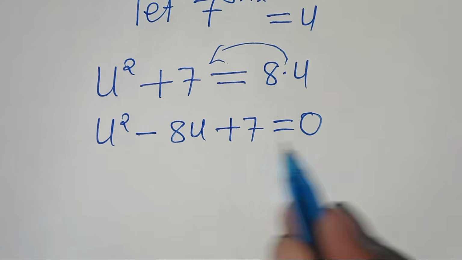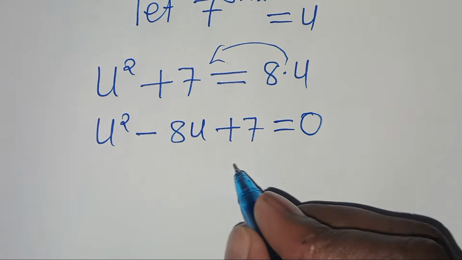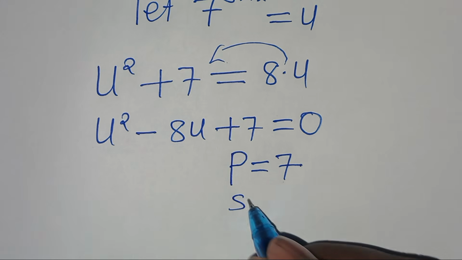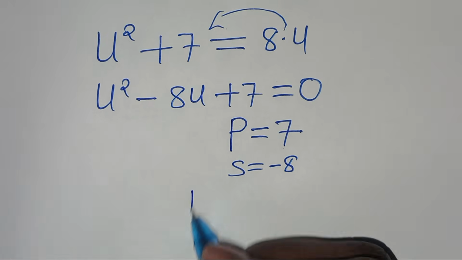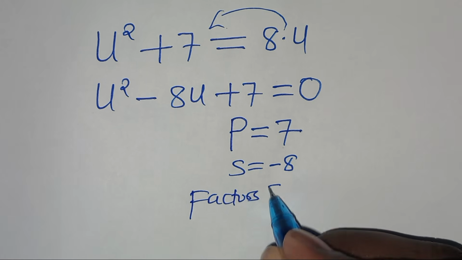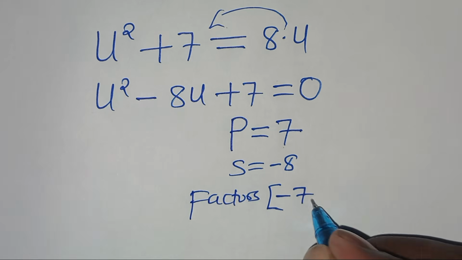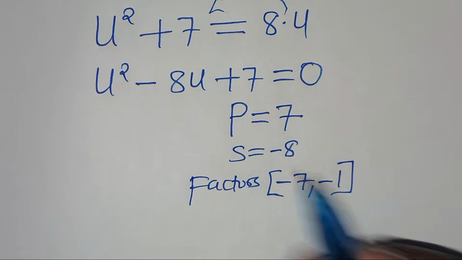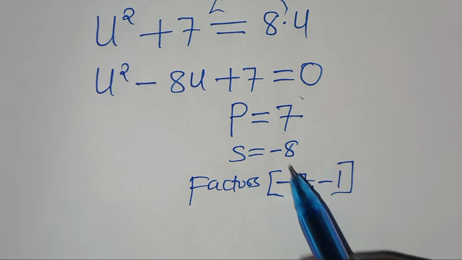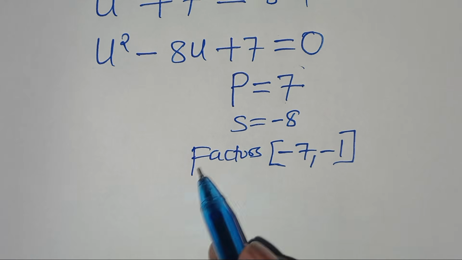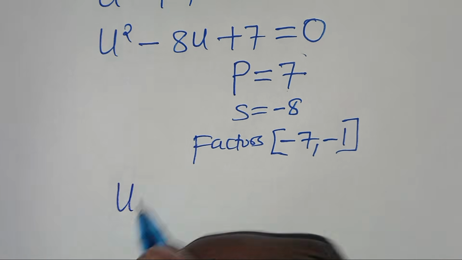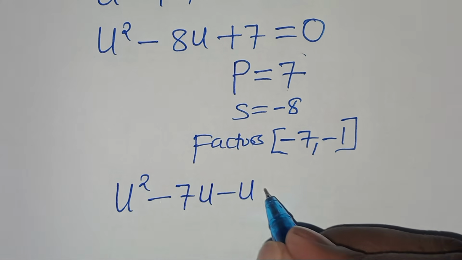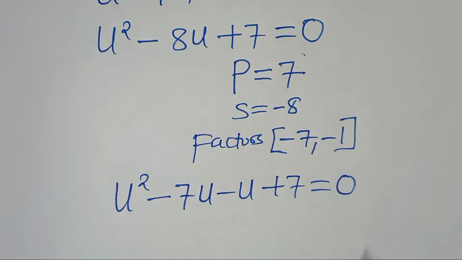Now we form a quadratic equation here. We can solve this quadratic equation by factorization method, where the product is equal to 7 and the sum is equal to minus 8. So we identify two factors. These factors are minus 7 and minus 1. So minus 7 times minus 1 is 7, and minus 7 plus minus 1 is minus 8. Let's substitute these factors so that we have u to the power of 2 minus 7u minus u plus 7. This is equal to 0.